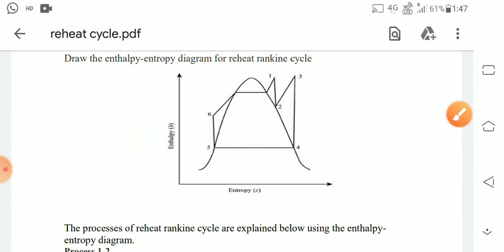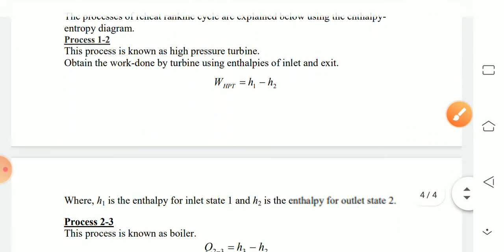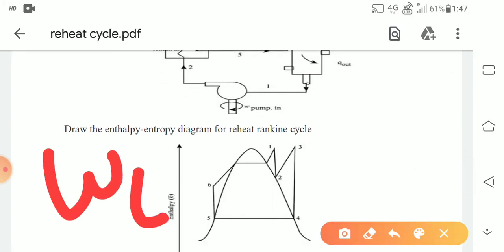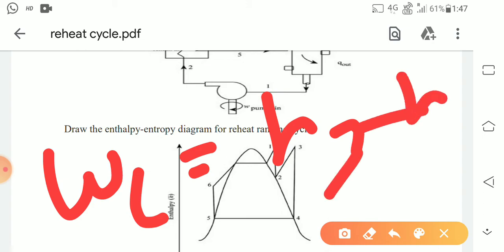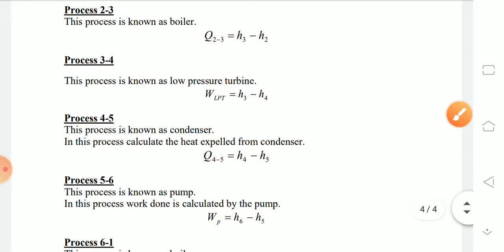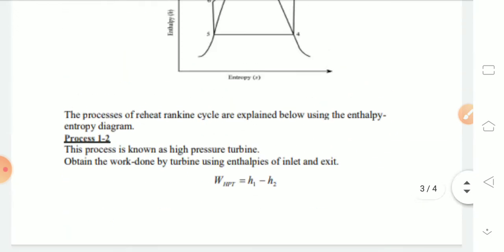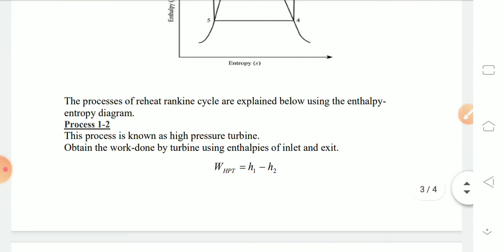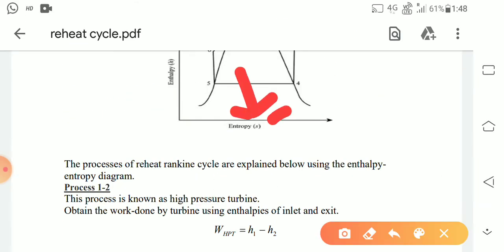You can find the work done in the low pressure turbine is H3 minus H4. Now again I am going to explain process 4 to 5. This process is known as the condenser process. In this process you can calculate the heat expelled from the condenser, that is, the heat rejected from the condenser. You can write the heat rejected at the condenser is H4 minus H5.